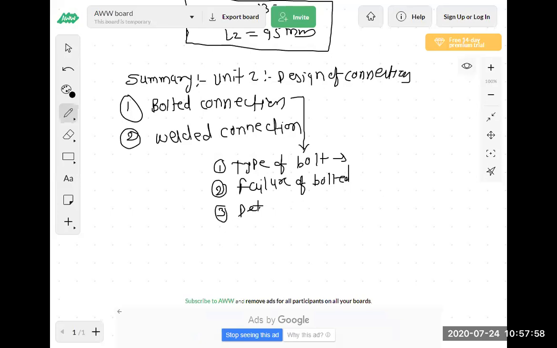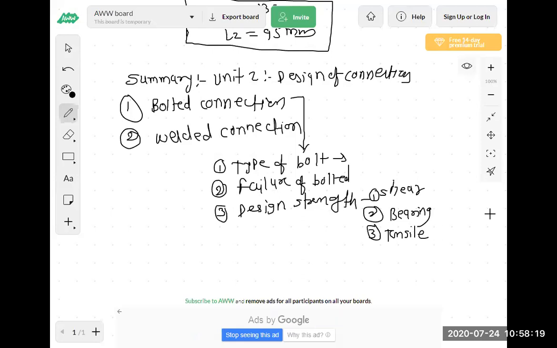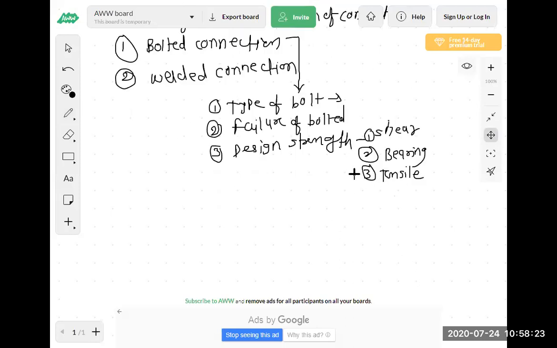Then we have seen the design strength of the bolted connection. In the bolted connection, the design strengths are, first shear, second bearing, and third tensile. And from these three strengths we have solved the examples. Are you getting? So these are the three design strengths, and we have solved examples on them.